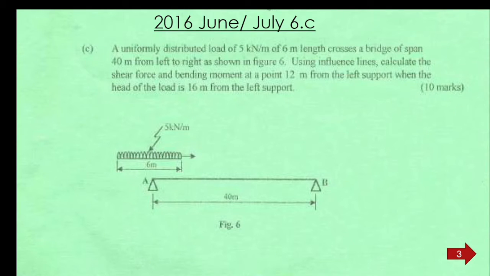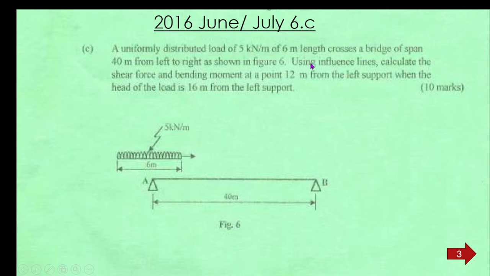A 6 meter length crosses a bridge of span 40 meters from left to right, as shown in the figure. So this is our bridge, which is 40 meters from A to B. We have a UDL, or uniformly distributed load, of 5 kilonewtons per meter, and it has a length of 6 meters and is crossing from A to B, as we have indicated by this arrow here.